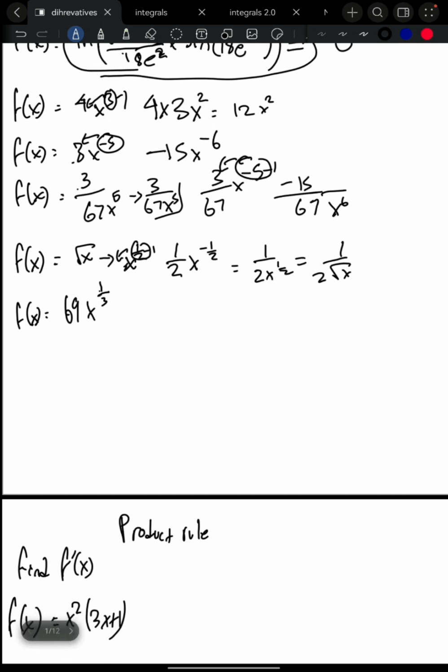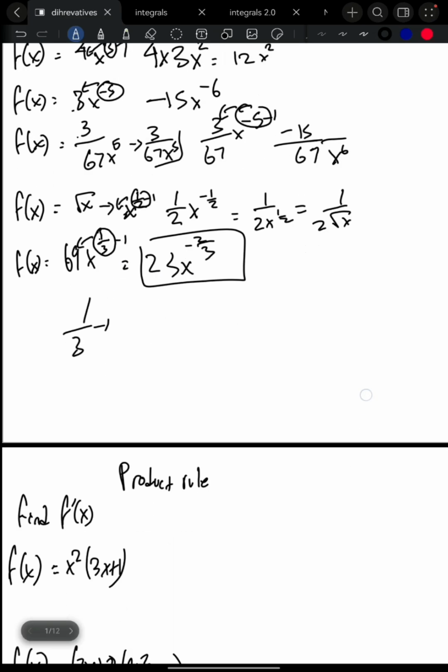Cool way. Man, who is making these questions? My bad, that's me. If you want to differentiate this, we're going to bring the power down. So 1/3 times 69, I think that's 23. That's just 23 times x, and you subtract 1, 1/3 minus 1 is negative 2/3. So that's just the derivative, I guess.